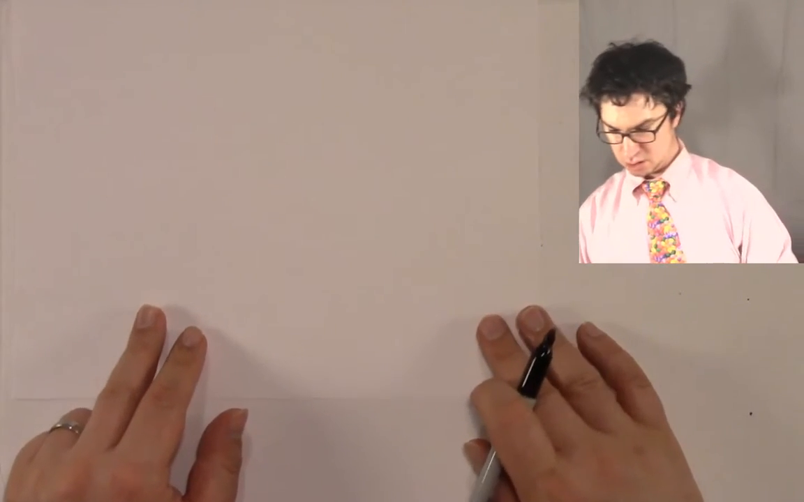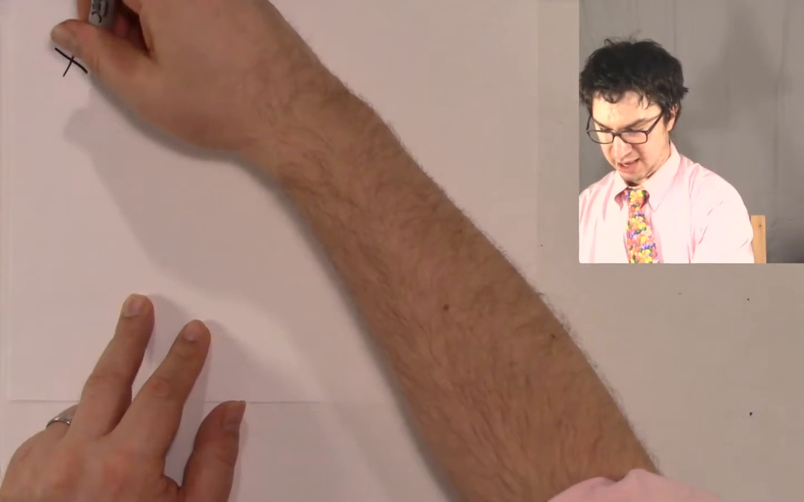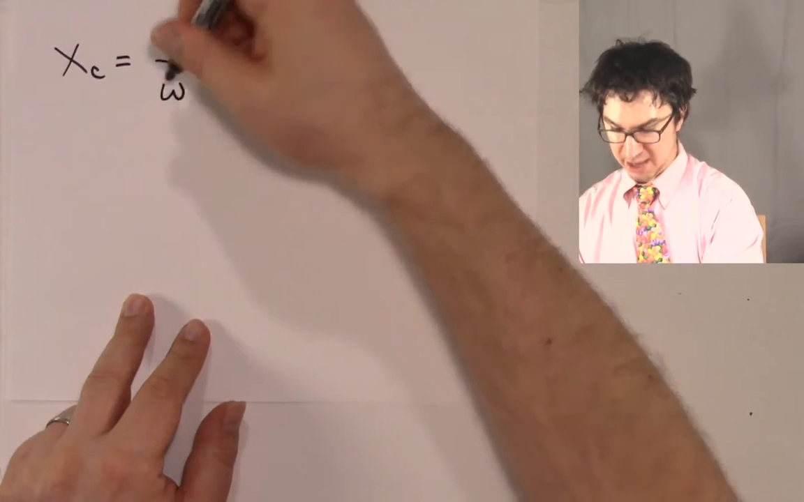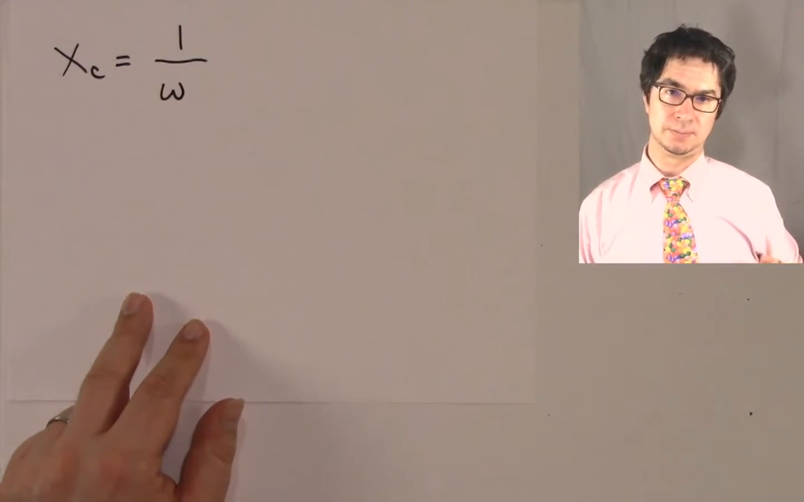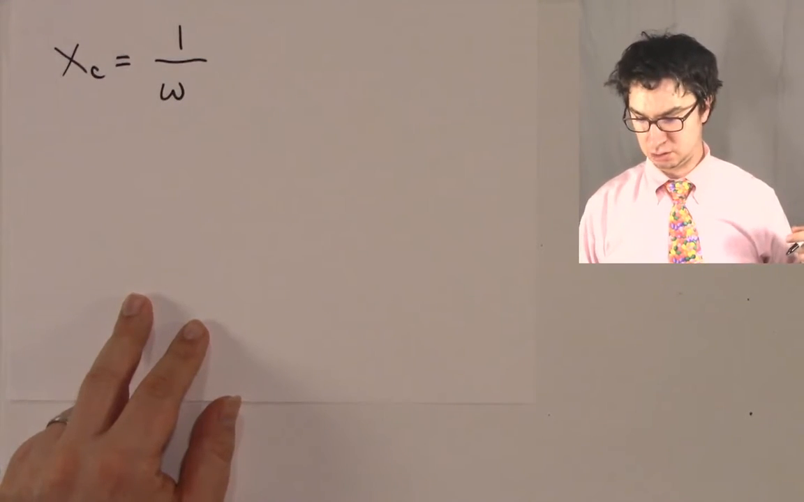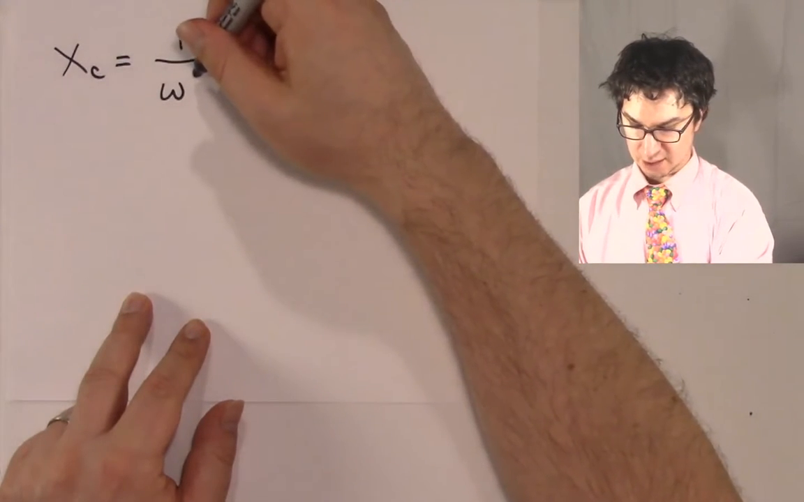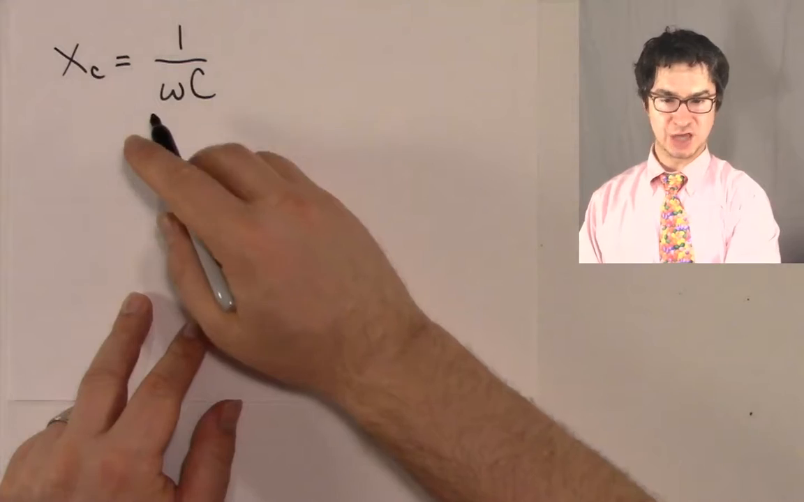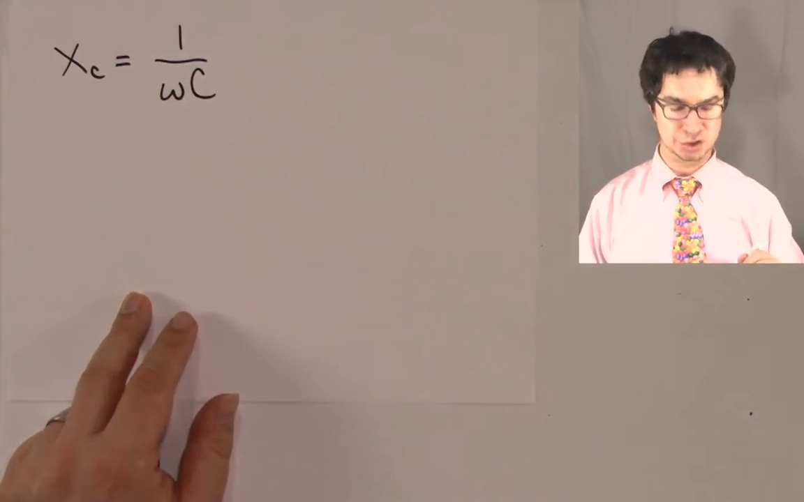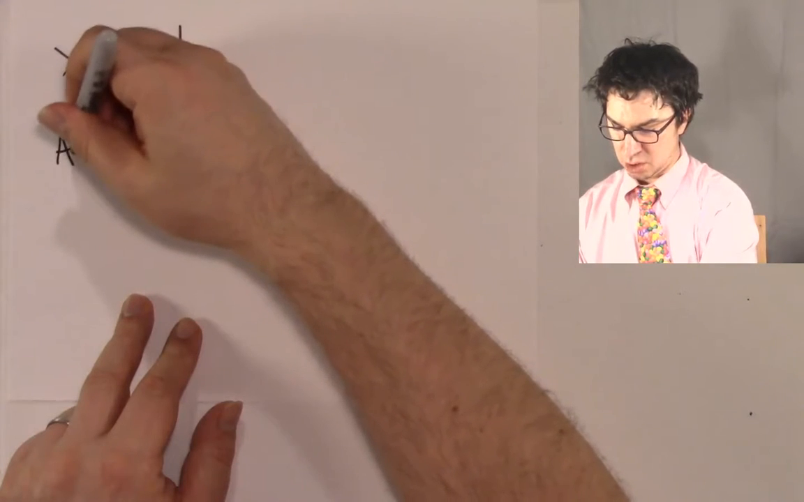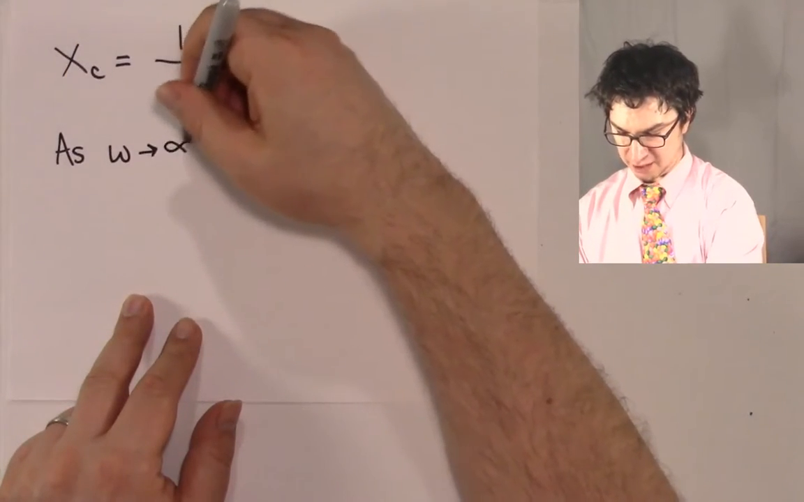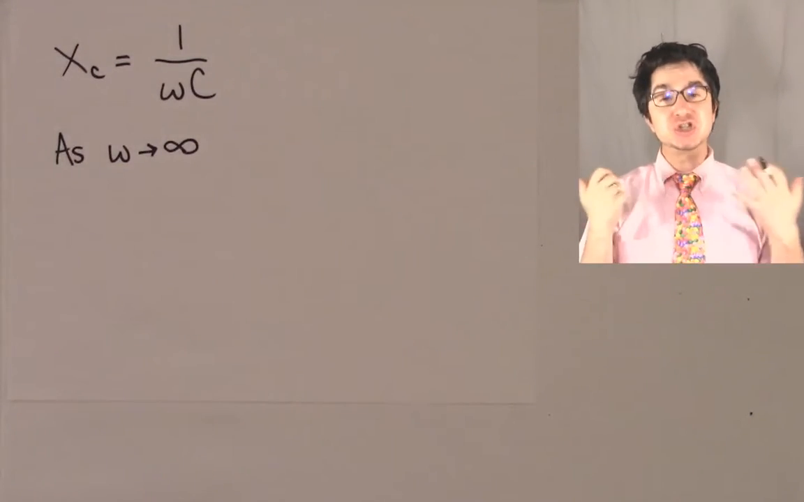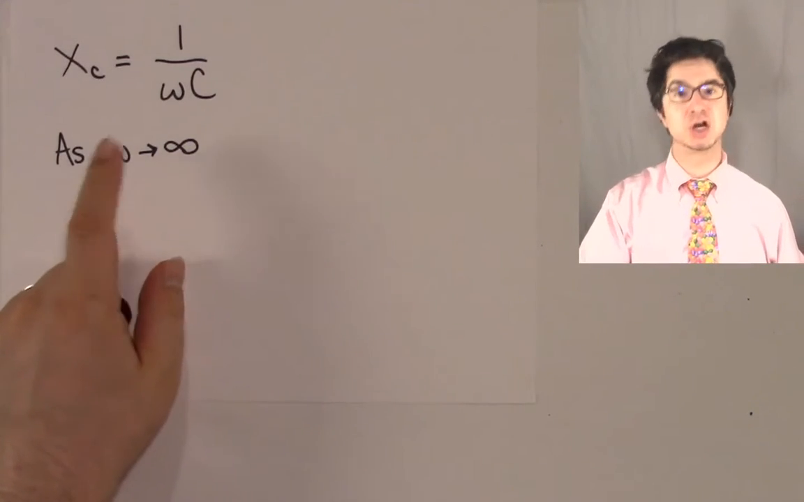All right, now the way that we calculate the capacitive reactance is as follows. The capacitive reactance, X sub C, is equal to 1 over omega times C. Remember, omega was the angular velocity of the rotating coil, and C is the capacitance. Let's take a moment here and analyze how this quantity changes as omega changes. Let's start with letting omega approach infinity. We're talking about something spinning so fast that we're letting that angular velocity approach infinity.